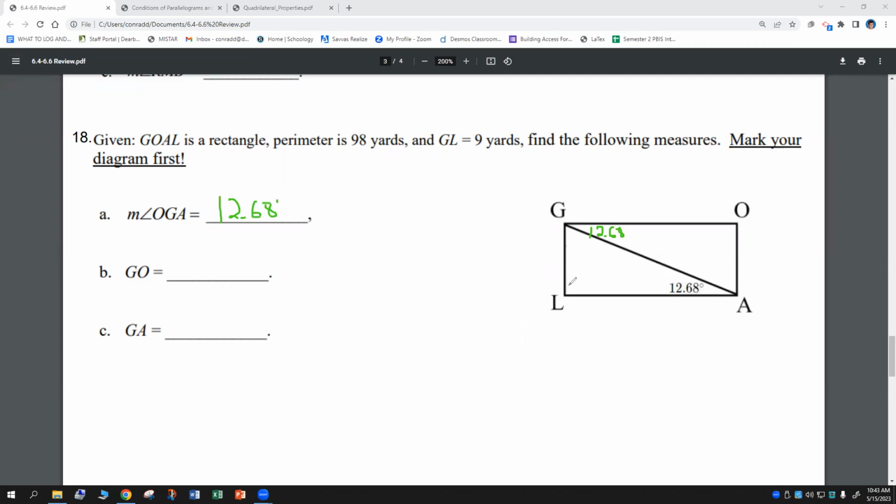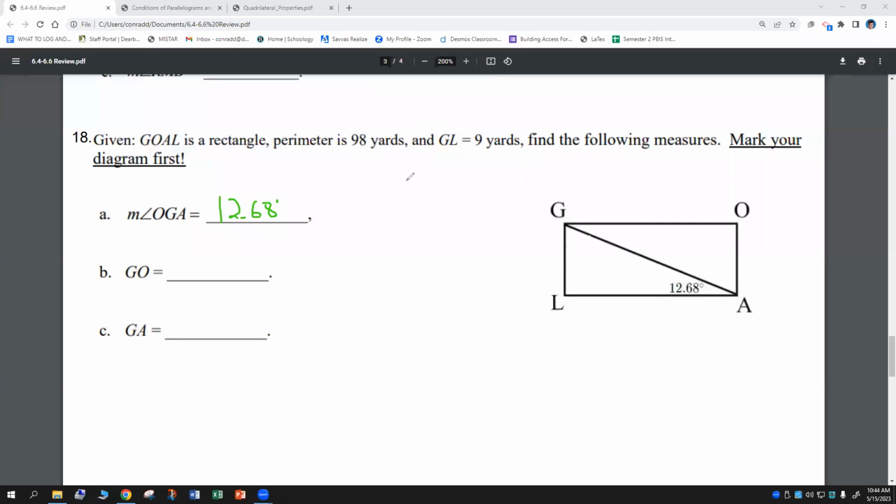degrees, right? If we wanted to filter the other ones out, we could put 90, 90, and then 90 minus 12.68, which is going to be 77.32. Let me put it in my calculator just to make sure. Yeah. And 77.32, right? But we're looking for this one here. Angle AOGA. All right, let's do sides now.